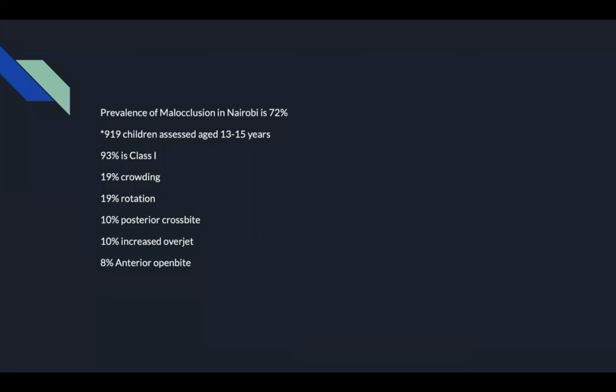Treating open bite is a little bit more difficult. Okay, treating overjet is more difficult. Treating crossbite is a little difficult, but treating class 1 with crowding and rotation are the common cases which can be treated by general dentists with basic knowledge and principles.